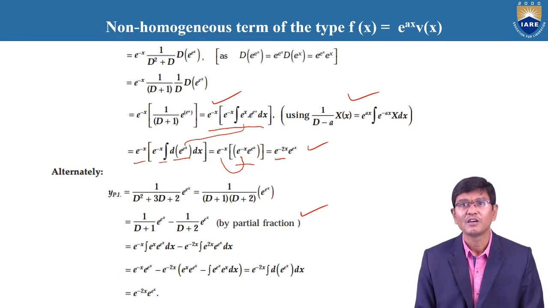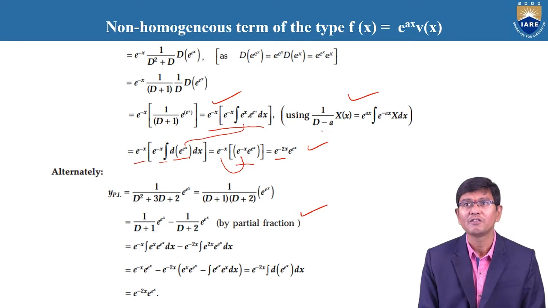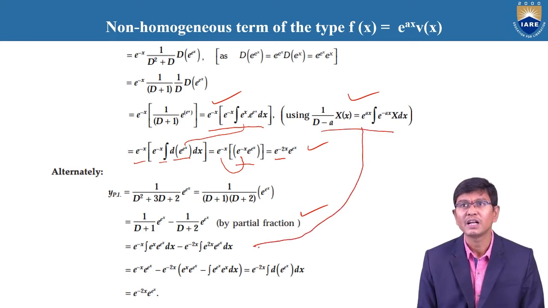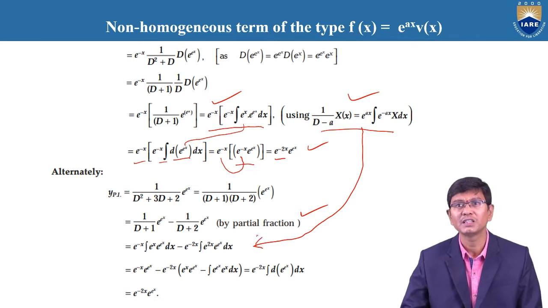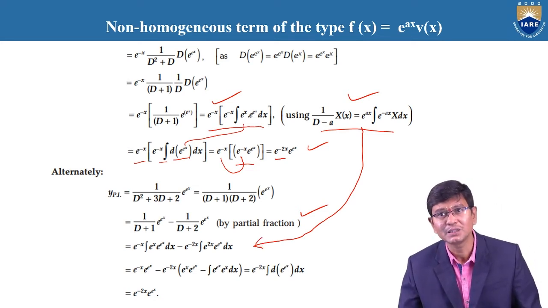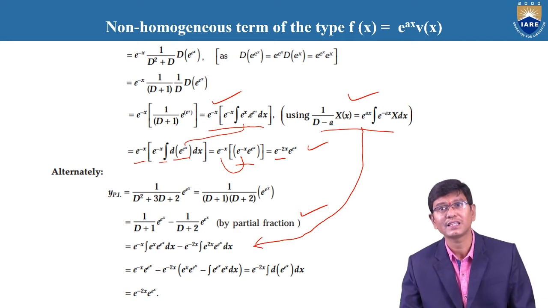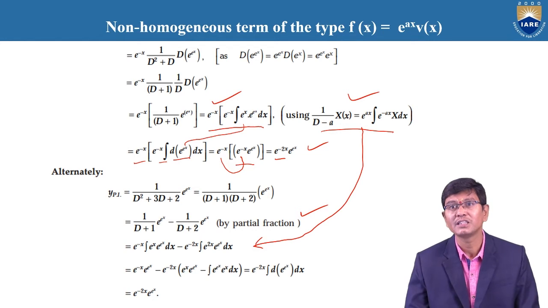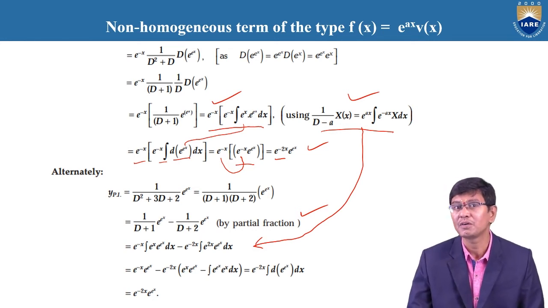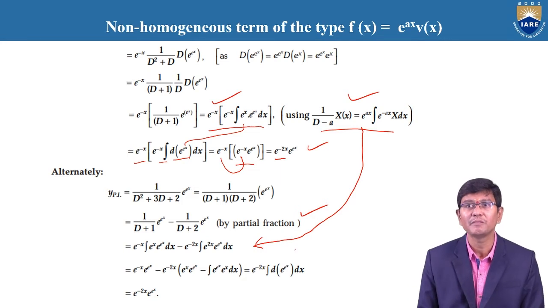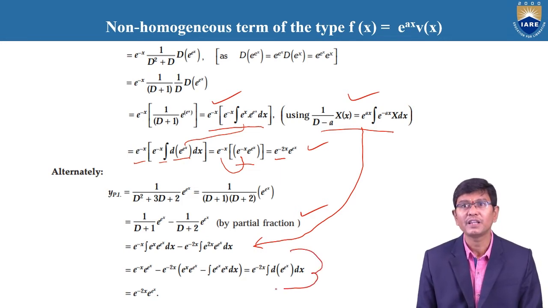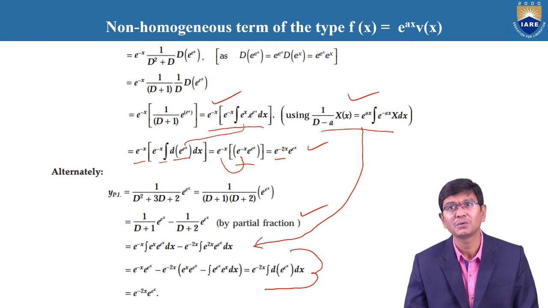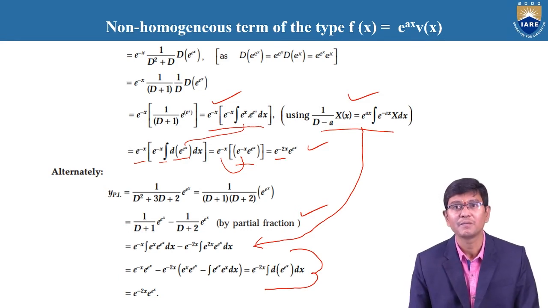Now here, we follow the previous method, that is 1 by d minus a into x of x, by using this formula: e power minus x into e power x into e power x into dx. And similarly, the other one is also e power minus 2x into e power 2x into e power x into dx. Therefore, after simplification by using the integrating method, you obtain clearly e power minus 2x into e power x is the value.